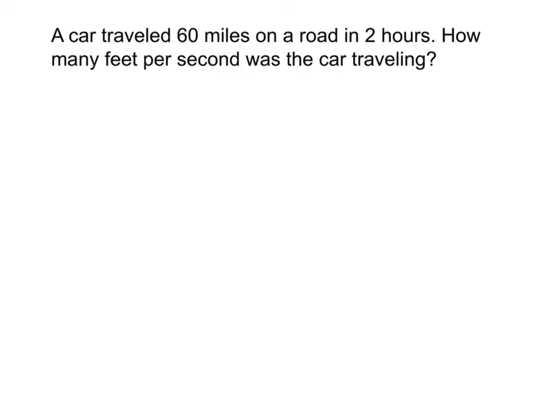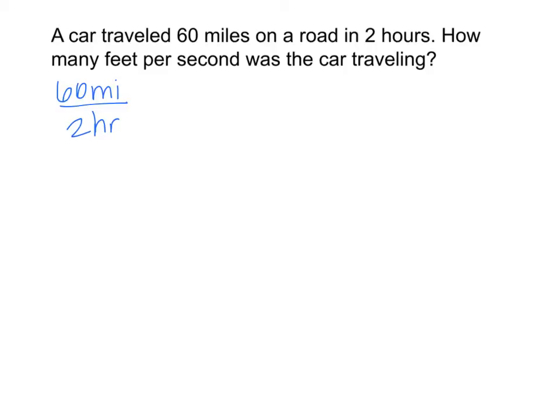All right, we're going to try this last example together, and if you want to start trying to piece it together and compare your answer to mine, that's totally fine. But it says a car traveled 60 miles on a road in 2 hours. How many feet per second was the car traveling? So see if you can create your first ratio. You should have done 60 miles over 2 hours.